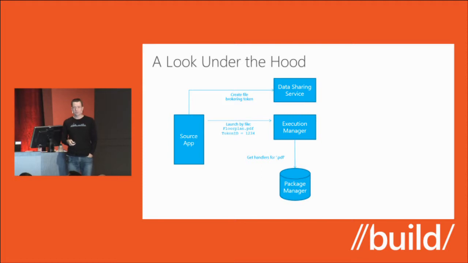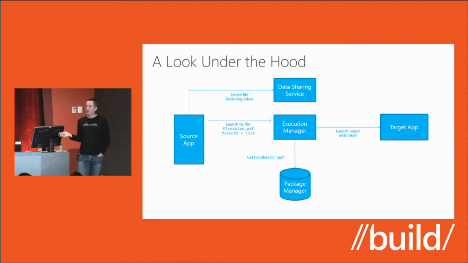The execution manager then stamps that token with the app ID of the app that is actually going to send the file to, so that only that app can actually access the file. So even if another app actually got that token, it wouldn't be able to open it. Now we launch the target app with that token, and you'll see when I step through the code that that token actually does show up in your app, and you use it to call back in to the broker to redeem it for a file. And so this is the flow of how you're able to pass a file between apps.